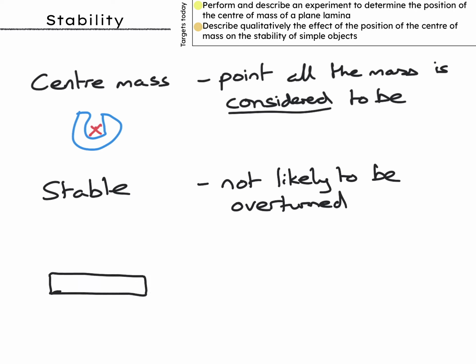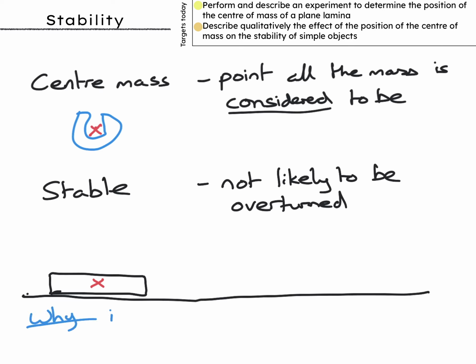Here's a nice example. A wide box with center of mass here. Clearly it is looking nice and stable with its low center of mass, wide base. But can you explain, like properly explain, why this is stable? Not just, oh, it's got a wide base, but why does a wide base help? Pause and have a little think.